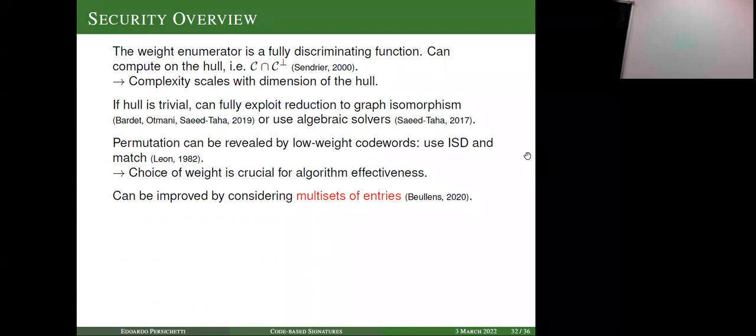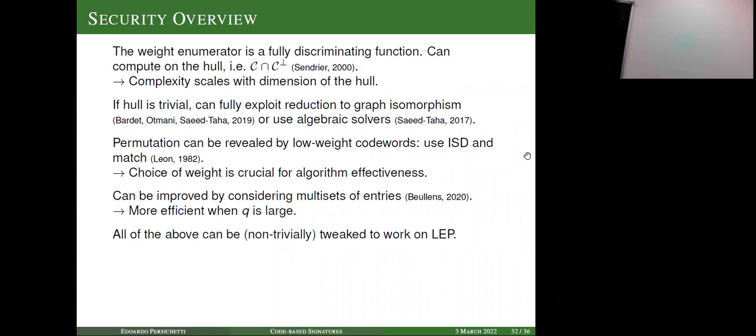This can be improved. So Beullens did this after we presented this. We're kind of proud to say that we steered the community into looking at solving the problem better, because we have a use for it in cryptography. When q is large, we can actually look at the multi-sets of entries. So all of these can actually be tweaked.